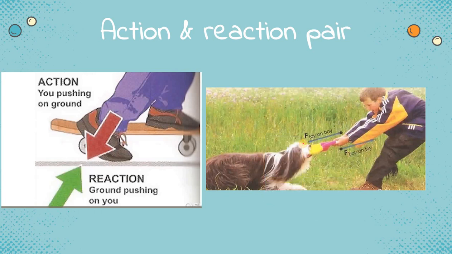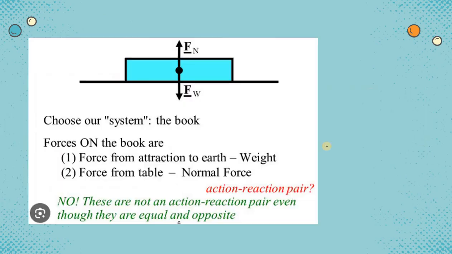Here, as you can see, there is a toy with the dog, and when this man is pulling, the dog is feeling the same pull, right? This is F of toy on boy, meaning the toy applies a force on the boy, and this is F of boy on toy, meaning the boy is also applying a force on the toy. So this kind of force happens in an action reaction pair.